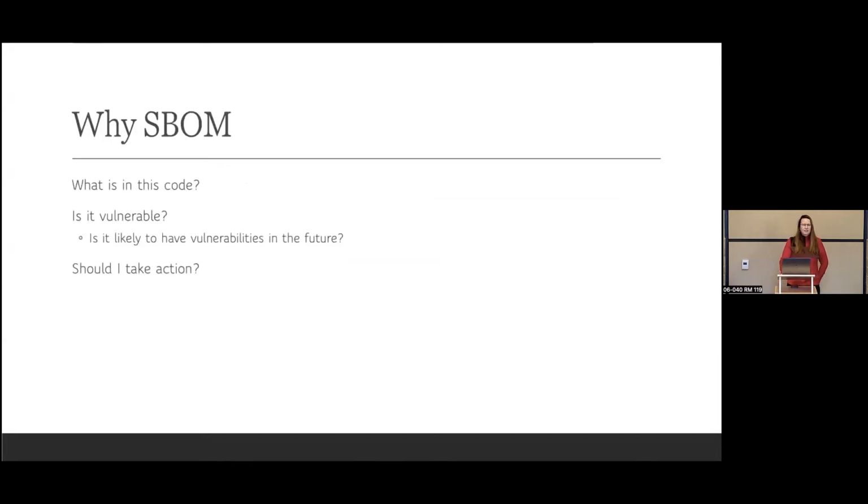So why do we need SBOM? Because without it, we can't know what's in the code. You don't know if it's vulnerable. And when you purchase code, you don't know what its history of vulnerabilities are, if it's likely to be vulnerable in the future, if it embeds extensive amounts of stuff, and then if there's a vulnerability, should you take action?